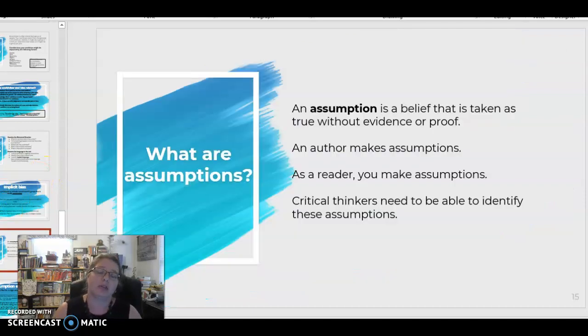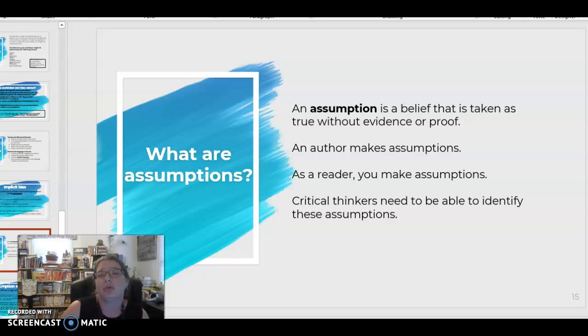Finally, the last bit of this chapter involves assumptions. An assumption is when you have a belief about something and you just assume that it's true without looking for any kind of evidence or proof. And sometimes authors make assumptions. They might assume things about their topic that they're writing about. They could assume things about their audience that they don't really know.